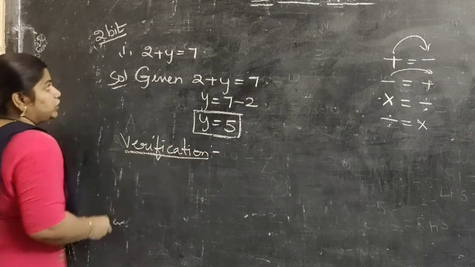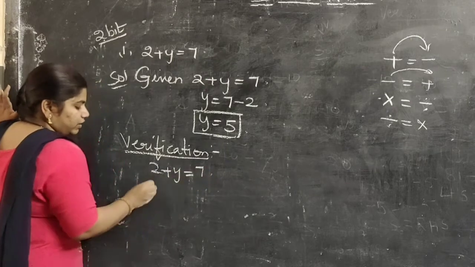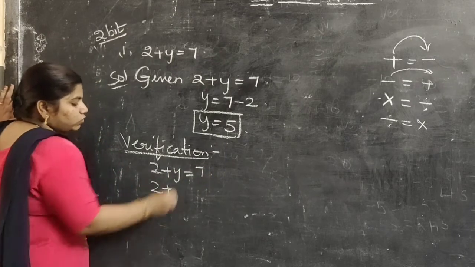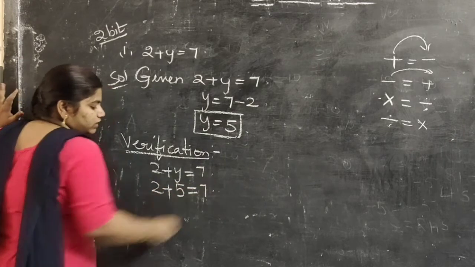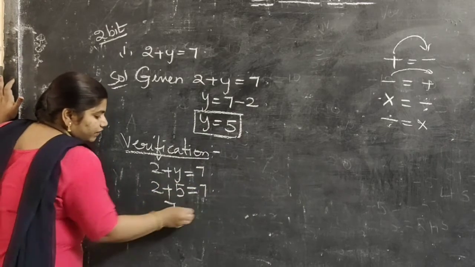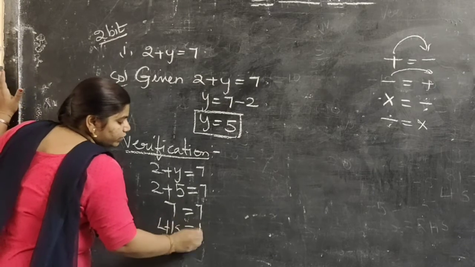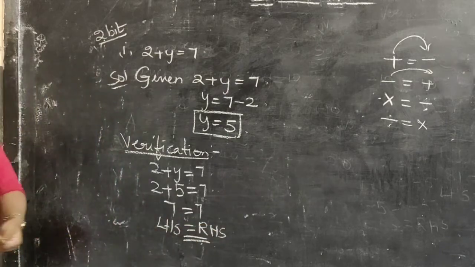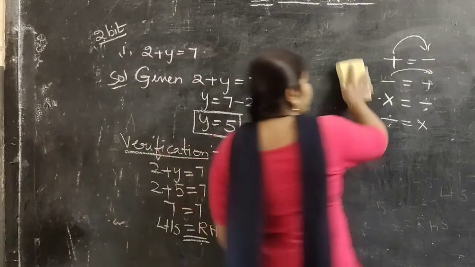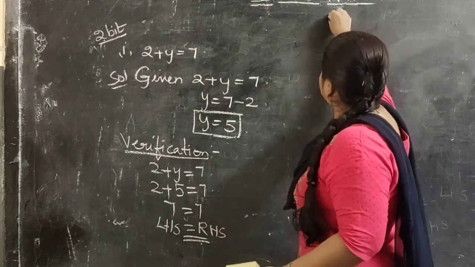So what is the equation? 2 plus y is equal to 7. 2 is a constant value. In place of y we are substituting 5, is equal to 7. 2 plus 5 is 7, is equal to 7. So we got the LHS value equal to the RHS value. So second one.